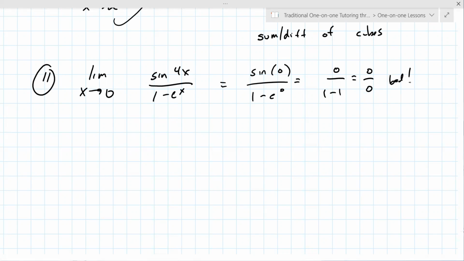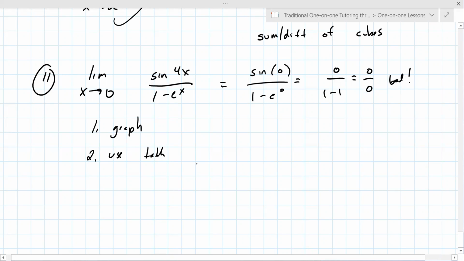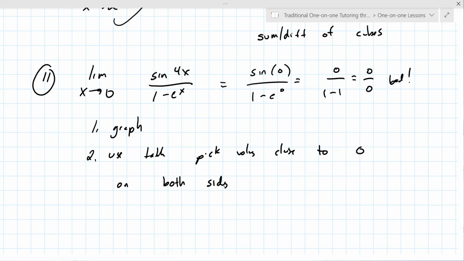So you have a calculator though here. So one option is to graph. Another option is to use the table and pick values close to zero, close to zero on both sides though. What mode should your calculator be in? Degrees? Radians. Unless you take an introductory physics class at some point, it's going to always be in radians for the rest of your math classes.